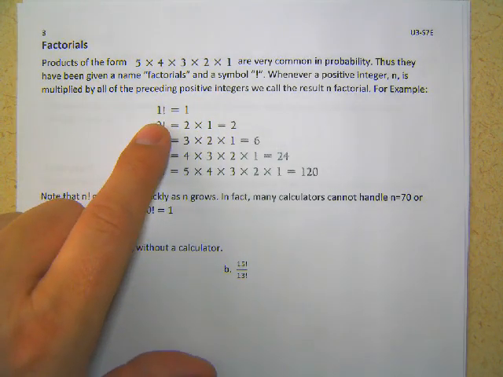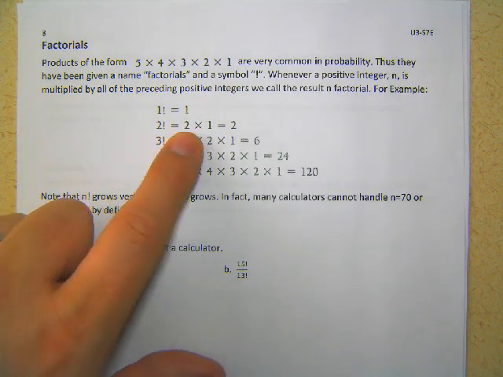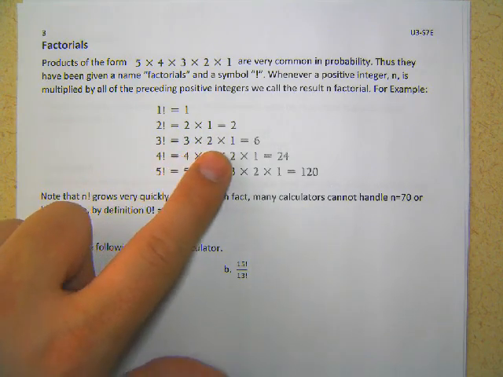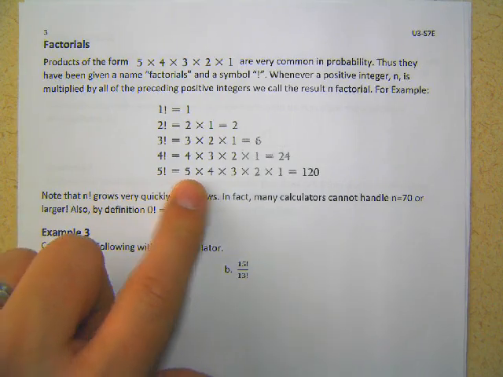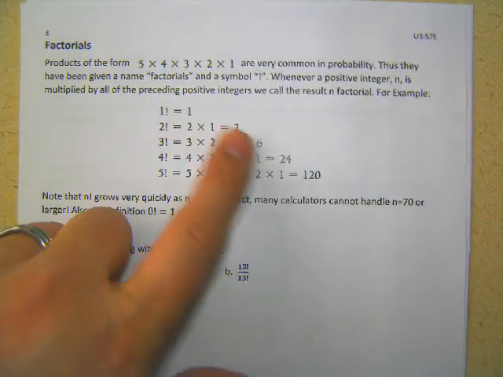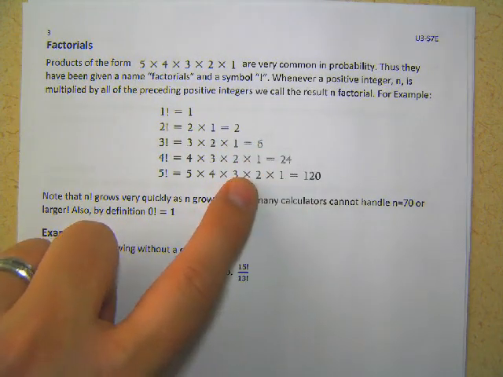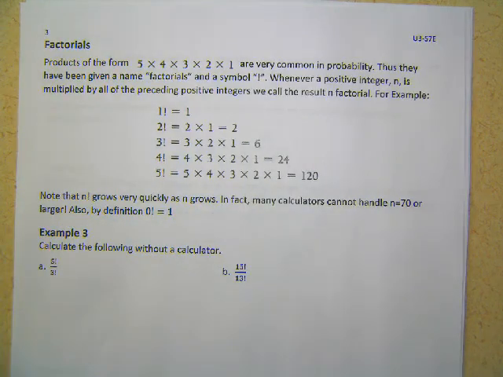So 1 factorial is just 1, 2 factorial is 2 times 1, 3 factorial is 3 times 2 times 1, 4 factorial is 4 times 3 times 2 times 1, 5 factorial is 5 times 4 times 3 times 2 times 1. And you can see they get big fast, right? 120, we're only 5 in and we're already at 120. It grows really quickly. In fact, your calculator can't handle anything like 70 or bigger. If I tried to type in 70 times 69 times 68, it wouldn't work.